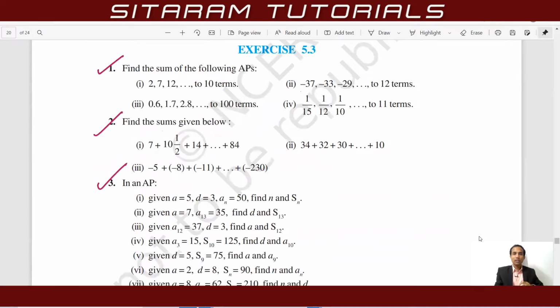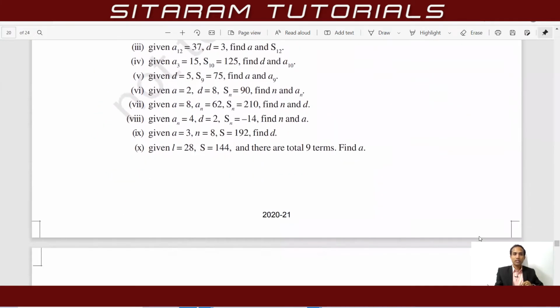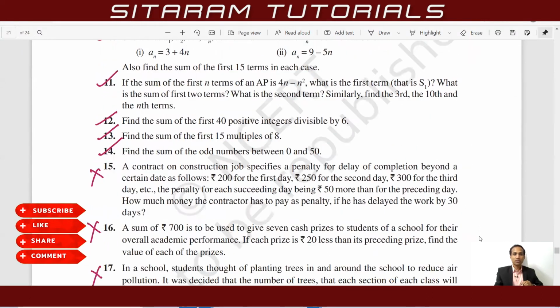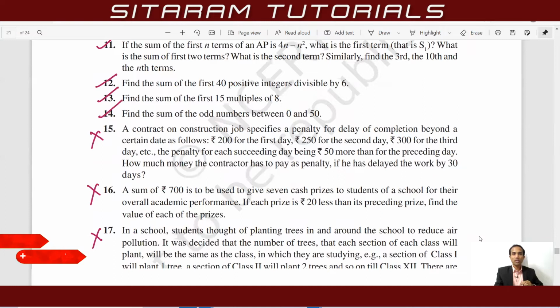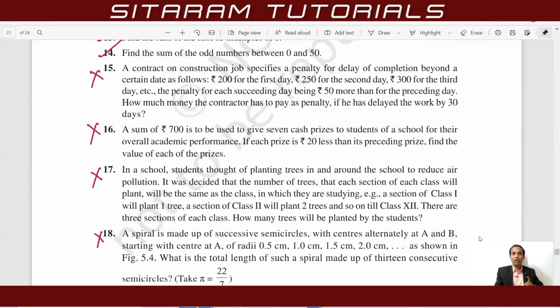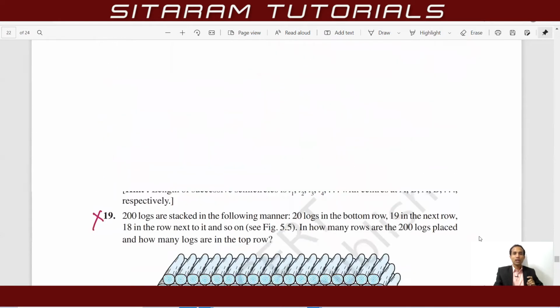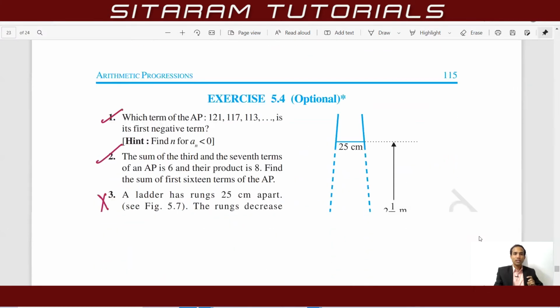Now 5.3, if you see, first question is there, second is there, third is also there, fourth is also there, fifth, sixth, seventh, eighth, ninth, 10th, 11th, 12th, 13, 14, all 14 problems are there. Now 15, if you see, a contract and construction job specifies a penalty for delay of completion beyond certain date. If you see this one, this is a real-time situation. 16th problem also real-time situation problem. 17 is also, 18 is also. So these all are application-based questions, even 19, 20. So these all questions are not going to come for the exam.